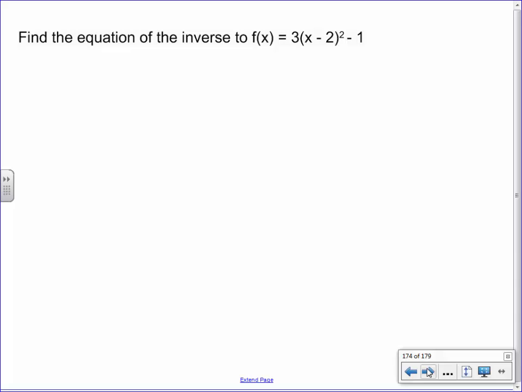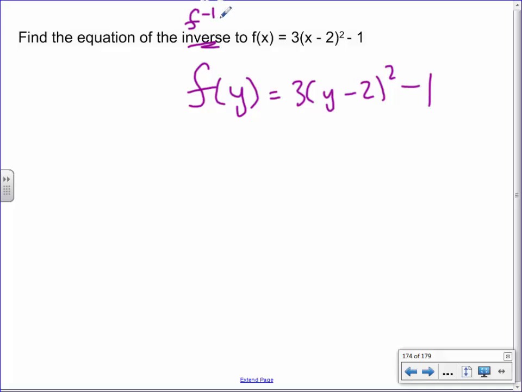What does an inverse mean to do? No, that's reciprocal. An inverse means to find f of y. So what does f of y mean? Take all of your x's and make them y's. An inverse, which we write f minus 1 of x, literally means to take all of your x's and make them y's.